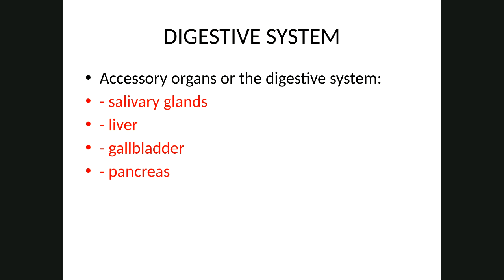All right. The accessory glands, very important. First of all, we need salivary glands that get everything moving. Then we have the liver, which is the laboratory of your body. Then the gallbladder. The gallbladder helps especially with fatty foods. And then the pancreas with all the enzymes and hormones it produces.